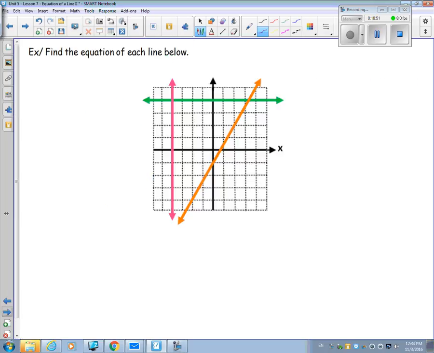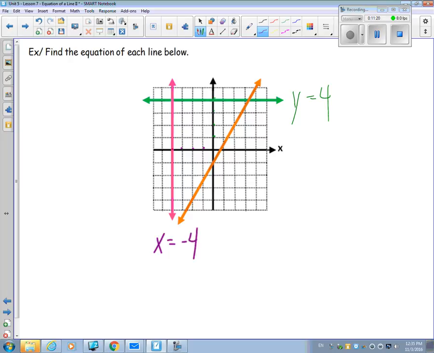Okay, last one. Can you find me the equations of the 3 lines? So we've got a regular diagonal line. We've got a horizontal line. We've got a vertical line. If they're horizontal, those are quick. They're y equals. What's the y value? 1, 2, 3, 4. Done. If it's a vertical line, those are x equals. What's the x value? 1, 2, 3, 4.